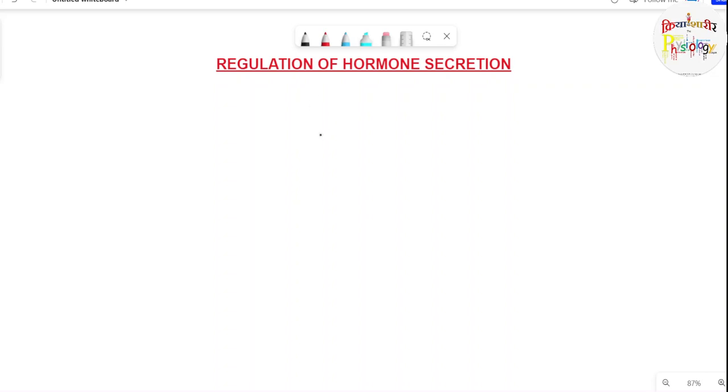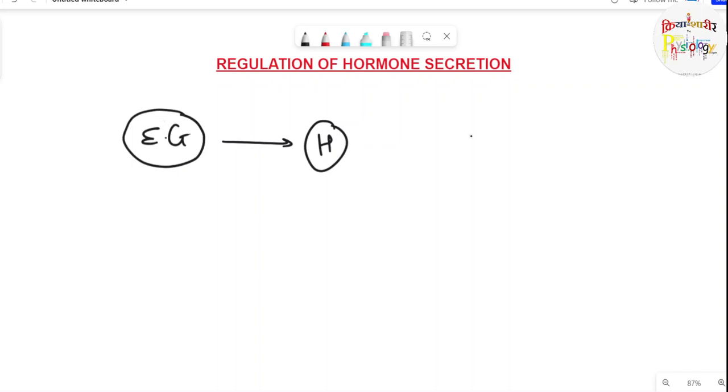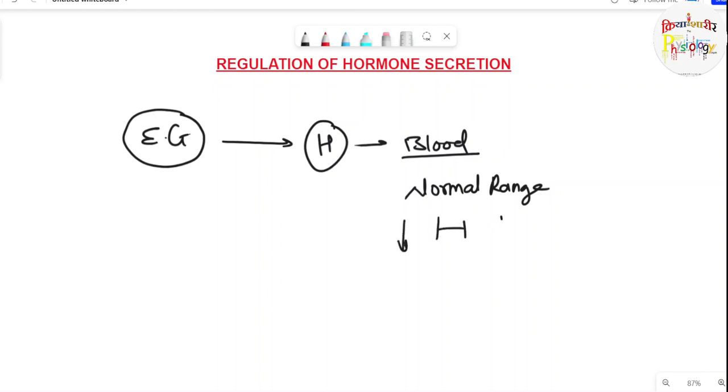We all know that hormones are secretions of endocrine glands. As they are secretions of endocrine glands, they are directly poured into blood. There is a normal range in which the concentration of hormone should be maintained, and this range is very short. Below this range and above this range is abnormal.